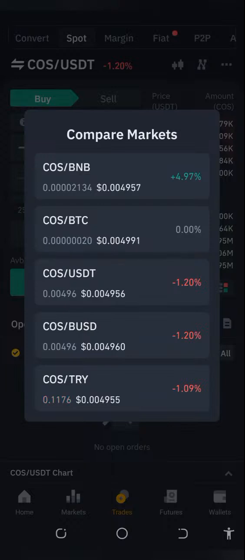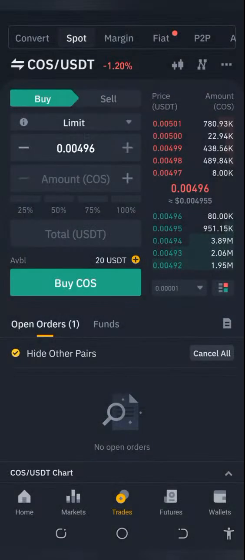And as you can see here, we're looking at COSBNB, COSBTC. Now, most of all these prices are the same, but just for the sake of practicing this, let's just choose one of them. I think the smallest one here is COS USDT. All right. So COS USDT happens to be the smallest coin. Okay. Now, this is just an example.